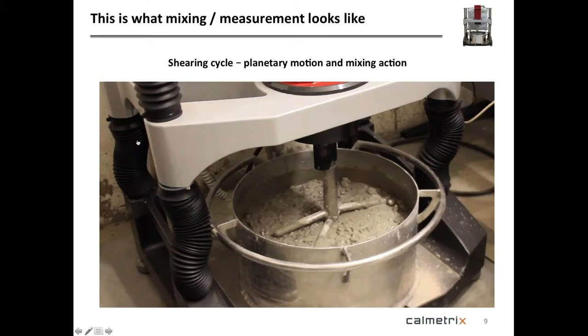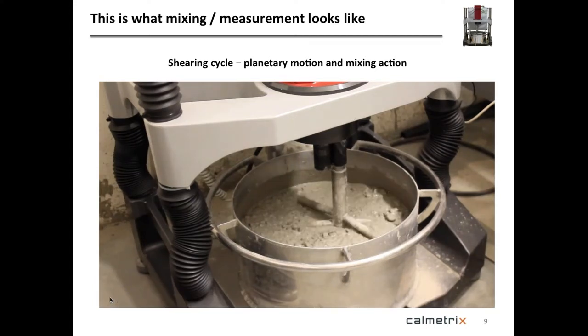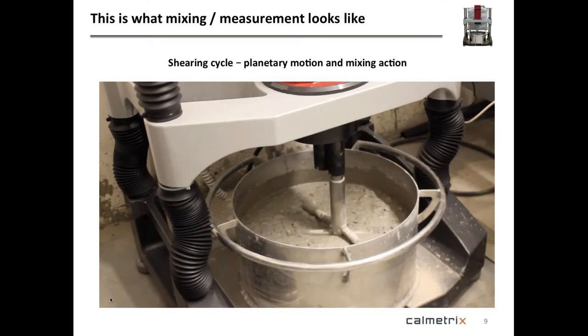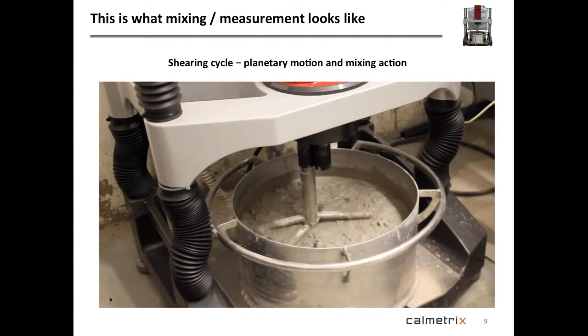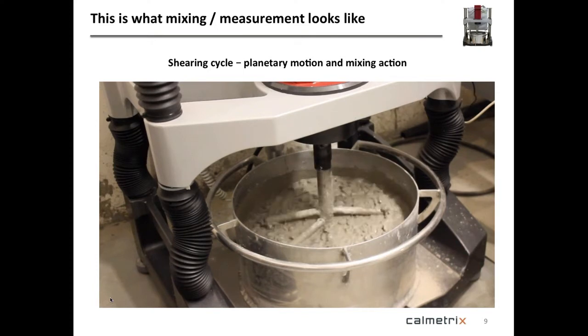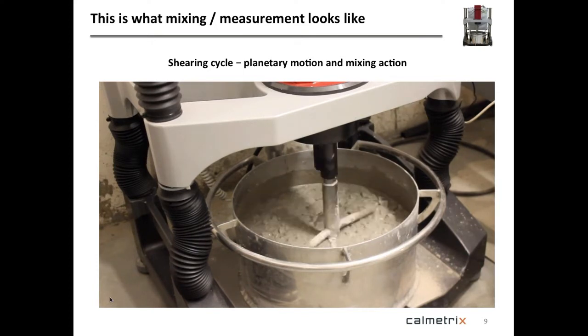So here's actually a video, and the video might be a little choppy depending on the internet connections, but I'm going to launch this. That shows how this planetary movement works. And what it does here, it starts slow because we're doing a shearing cycle in this particular example. As you know, shearing cycles are made by letting the concrete rest for a while so that the thixotropy takes its effect, and it gets to settle.